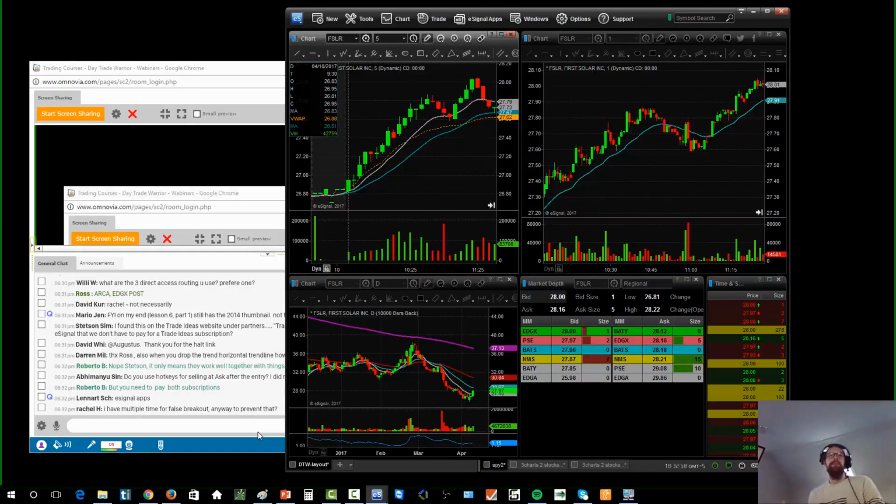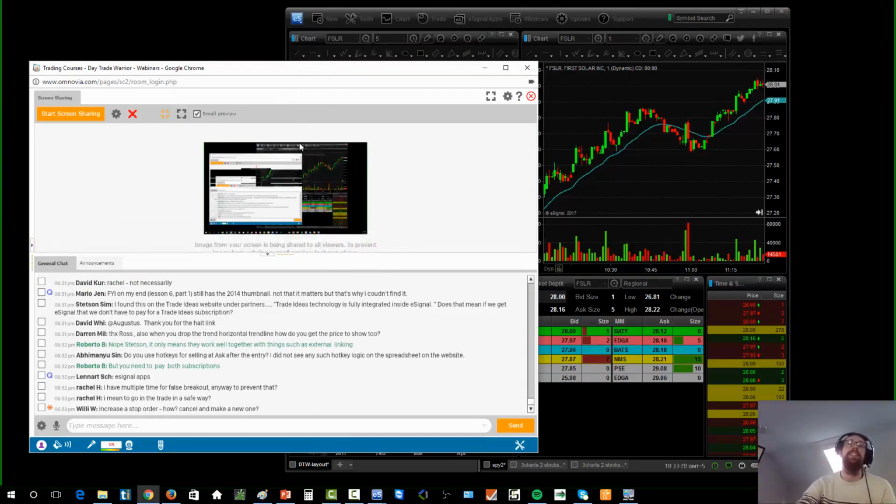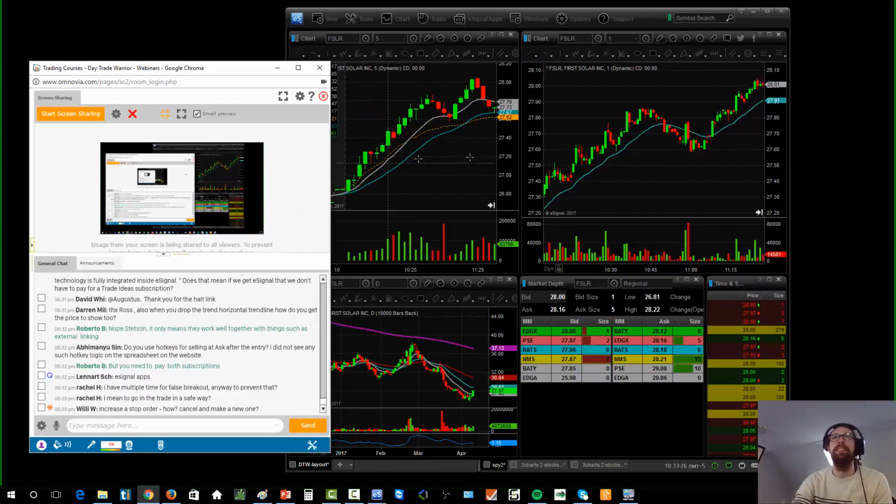Multiple time frame for a false breakout. False breakouts can happen for any number of reasons. So even if you have multiple time frame alignment, you can still get a false breakout. It doesn't ensure that you won't have that happen. That's the frustrating thing about trading. You can have everything that looks good and it still goes the wrong way, which is why you have to remember not to be stubborn, just to take the losses.